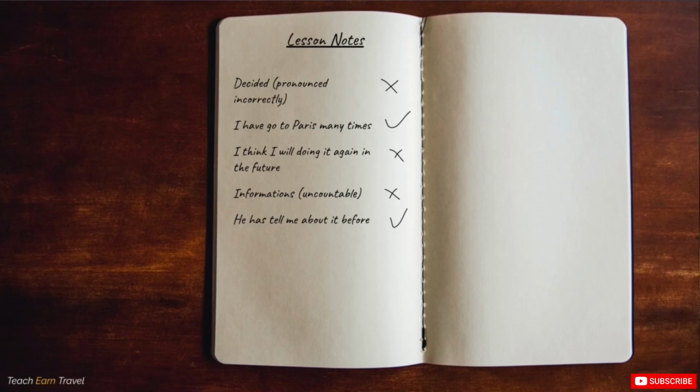I would correct this because, again, this is relevant. This is the target of the lesson, this grammatical structure. We know they should have said, he has told me about it before, and we want to give them a chance to correct this.